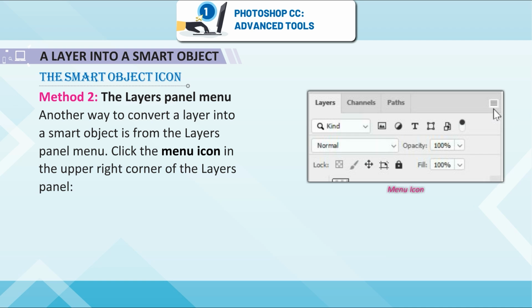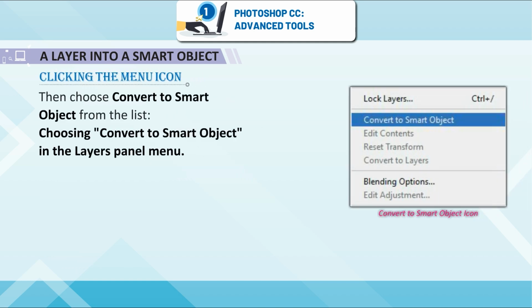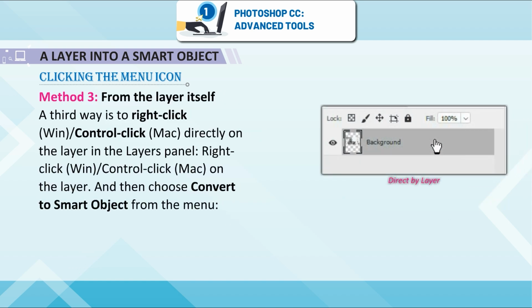Method 2. The Layers panel menu. Another way to convert a layer into a smart object is from the Layers panel menu. Click the menu icon in the upper right corner of the Layers panel, then choose Convert to Smart Object from the list.